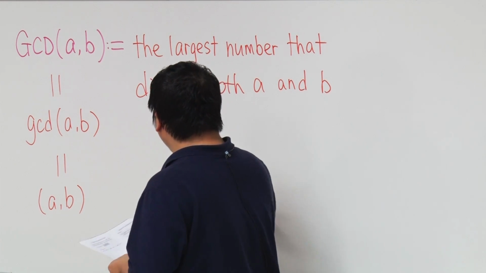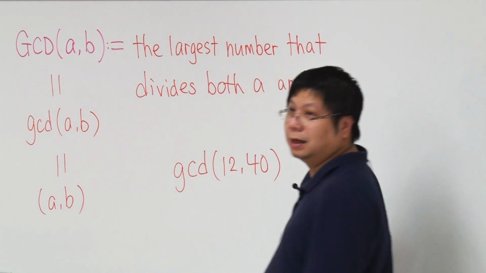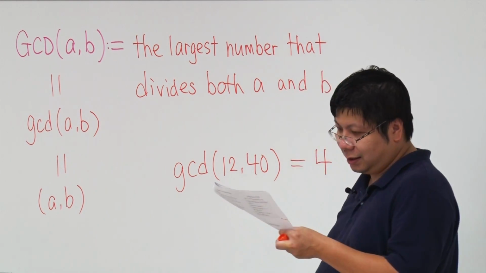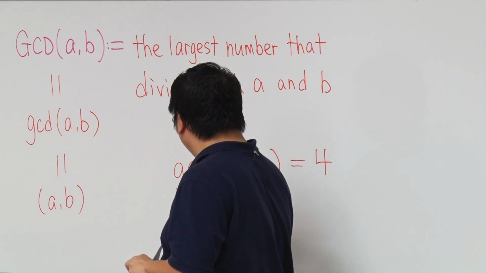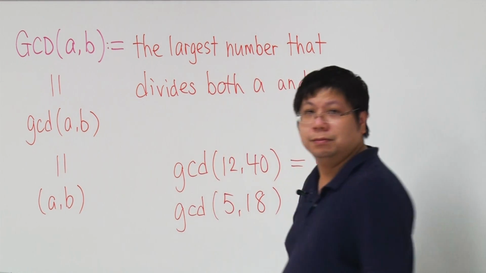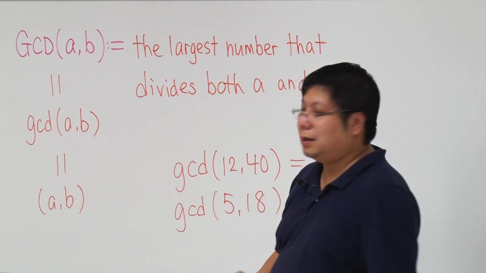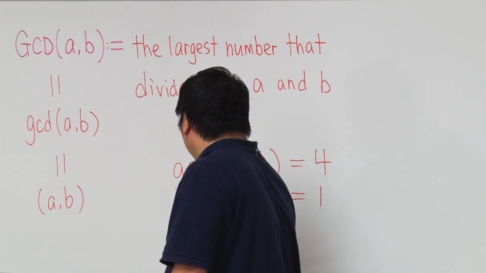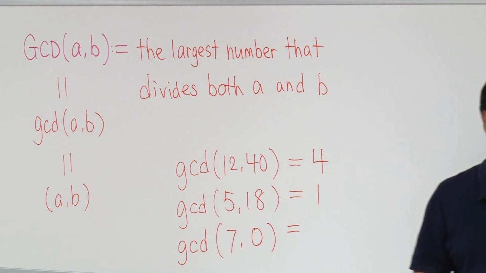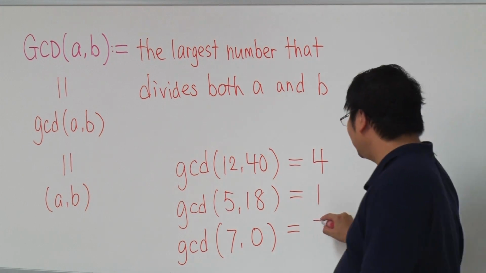So for instance, what is the GCD of 12 and 40? It is 4. Good. What is the GCD of 5 and 18? 1, right? And what is the GCD of 7 and 0? What is it? 7. Excellent.